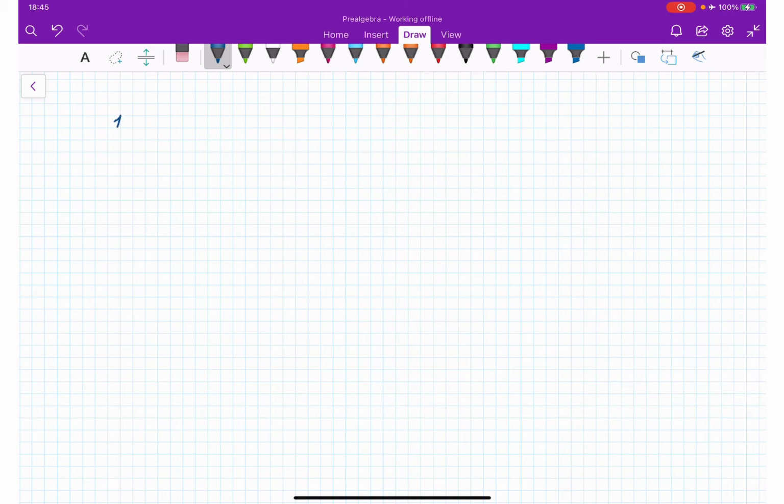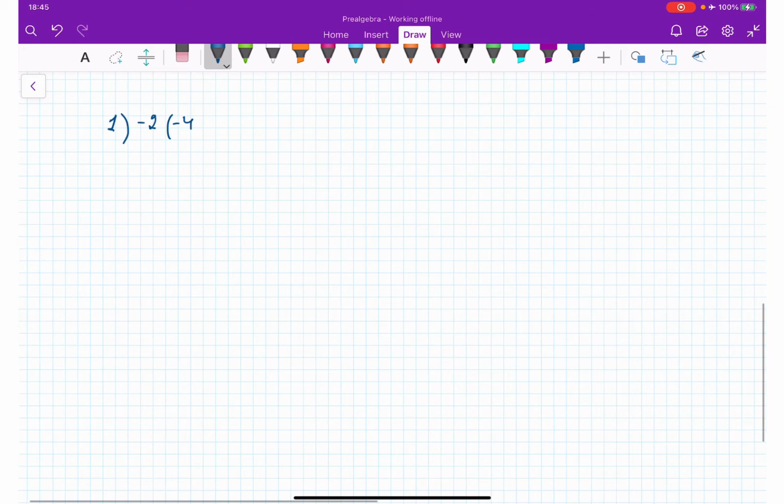Question number 1. So we have negative 2 times (negative 4 minus 3z) equals 7z. We need to solve it for z. Okay? First, let's distribute. Negative 2 times negative 4 is positive 8, plus 6z is equal to 7z.